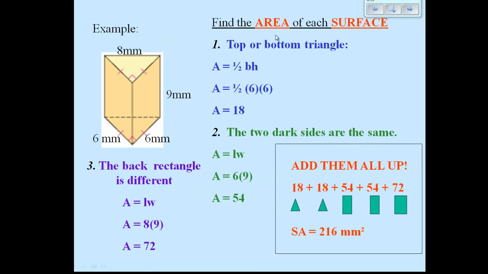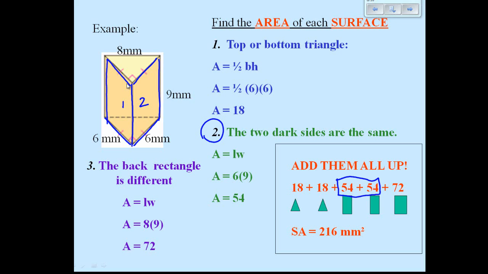So we're going to find the area of each surface, the top and the bottom, which is a triangle, which is 1/2 base times height. In this case, they told us it was isosceles, so that's going to be 18. The two dark sides then are the same, because if you think about the 6 and the 6, okay, this 6 and this 6, they're the same length. This height applies to both, and then I have 6 and 6 again, and this height applies to both. So 1 and 2 are equivalent. So I can just take those two and add it up twice, okay, which is what they did here.